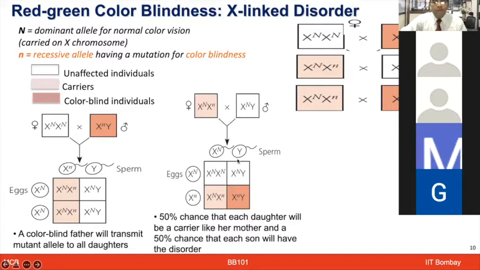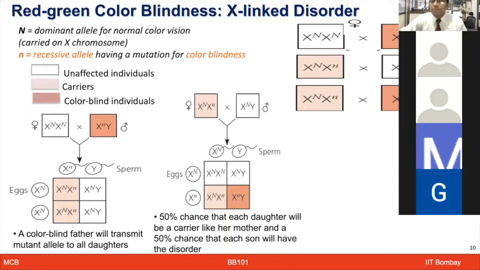And also we can conclude that there is a 50% chance that of the two daughters born, one will be a carrier like her mother and the other will be normal, whereas there is a 50% chance that the son is going to be colorblind, carrying this disorder.